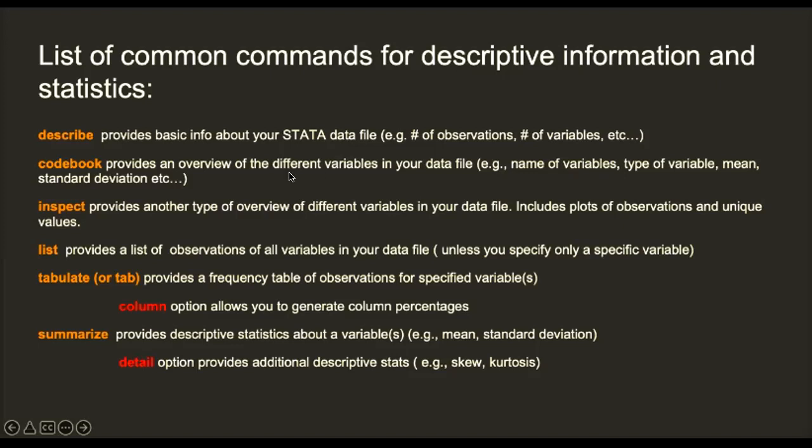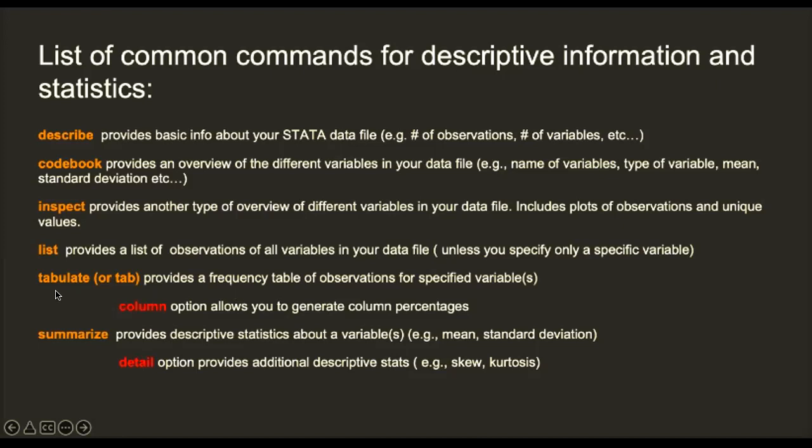You can also use the codebook to get more information about the different variables in the data file. The inspect is another type of command that gives you an overview of different variables in the data set. You can also plot the observations. The list command, we saw it a few slides ago, gives you a list of observations of all the variables in your data file, unless you specify one specific variable, which we did with that animal variable.